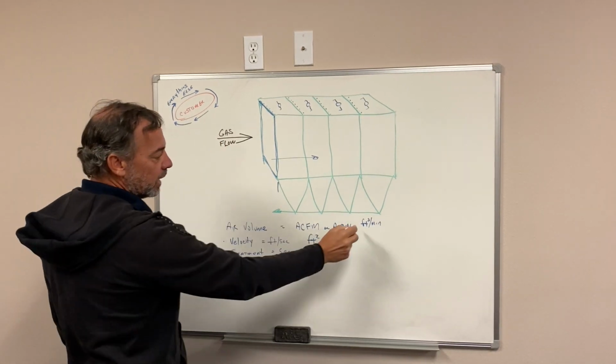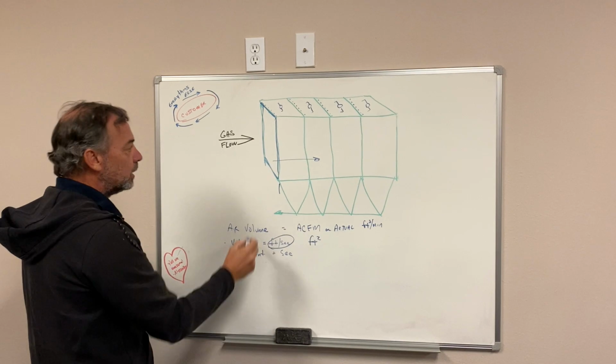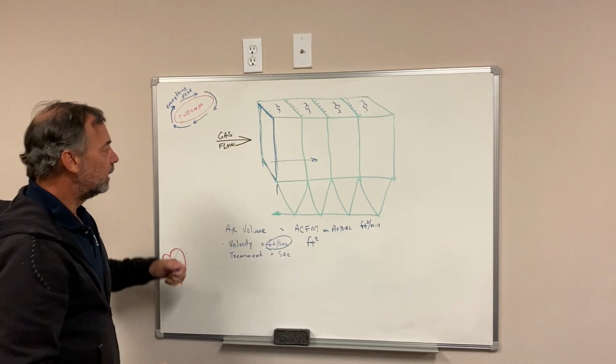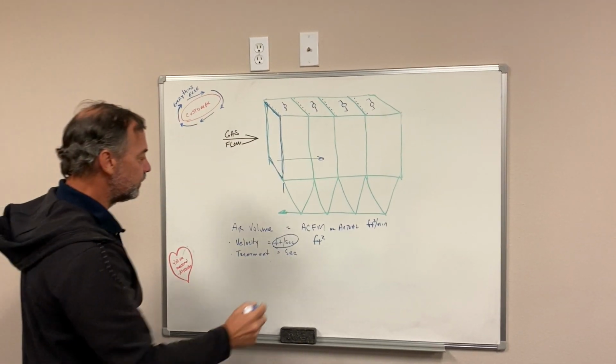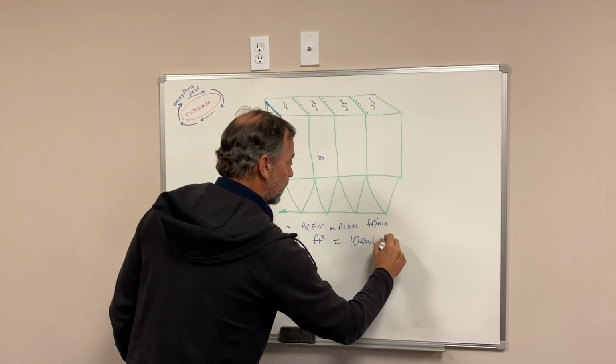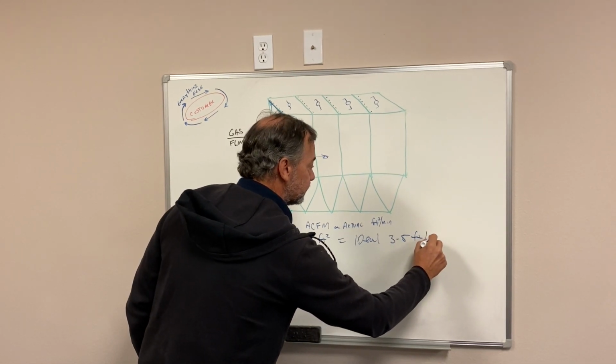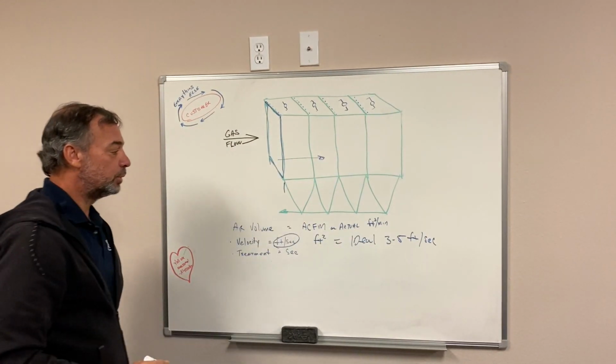right? So you take cubic feet per minute divided by square feet, and you have feet per second. By taking this square area and dividing it into your ACFM, you come up with a velocity. Ideally, you want a velocity of 3 to 5 feet per second. That's the speed at which the gas is moving through.